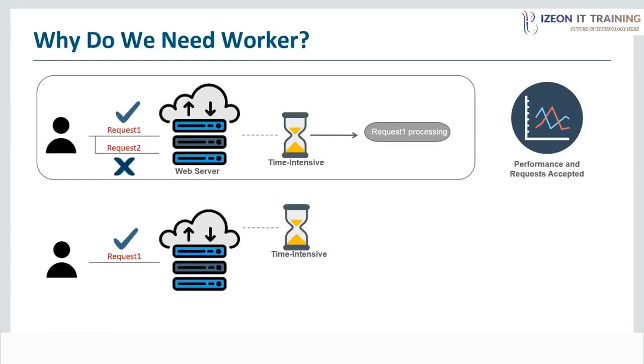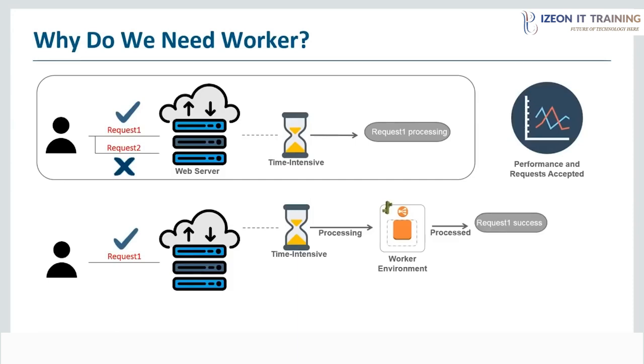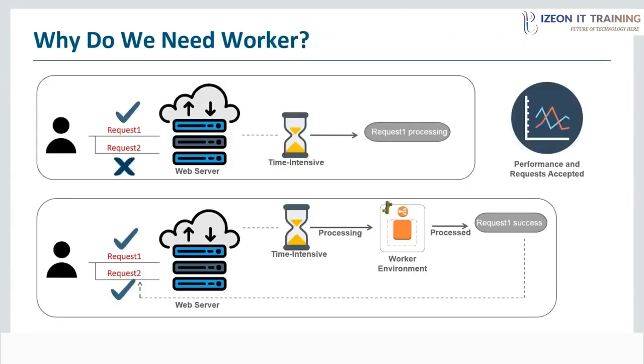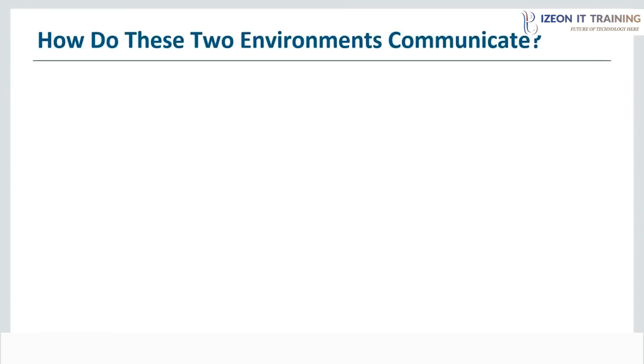Alternatively, let's say a client has made a request and your web server has accepted it and it starts processing the request. And again, it comes across tasks which are taking a lot of time. This time what it does, it transfers all these tasks to the worker environment. And this worker environment will handle all these tasks. And request 1 is successfully completed. Meanwhile, if it receives a second request, since it has completed processing request 1, it will accept request 2. I hope the scenario was clear. Well, all we are doing by installing a worker environment is we are avoiding spending a lot of time on a single request.